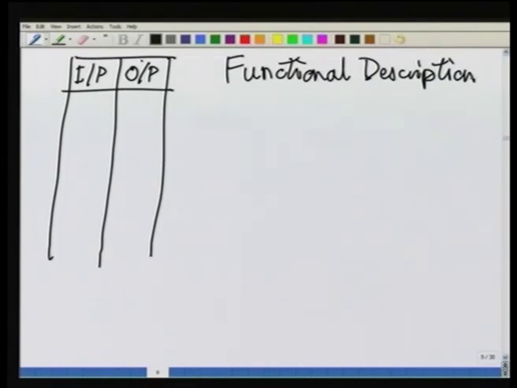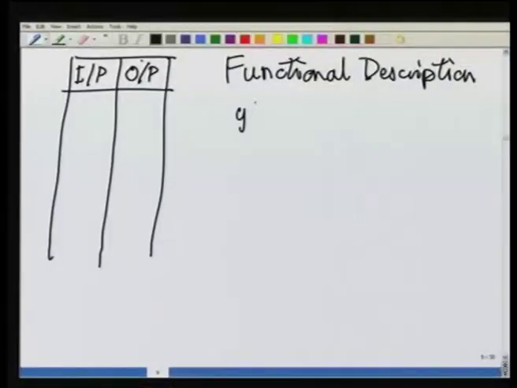This can be done in various ways. For example, I could give a functional description of an amplifier which amplifies every input 5 times as y(t) equals 5 times x(t). This is a functional description of what the system does.